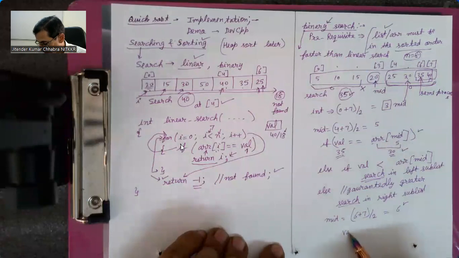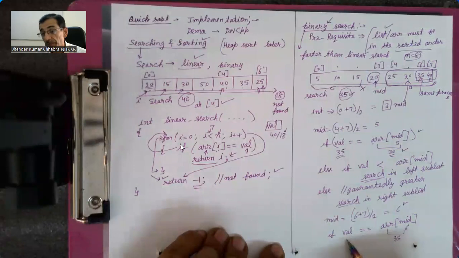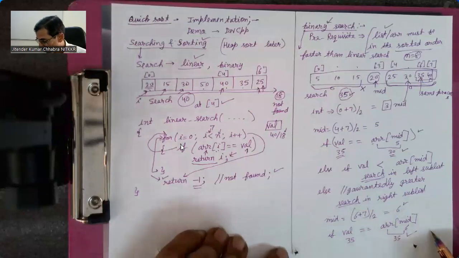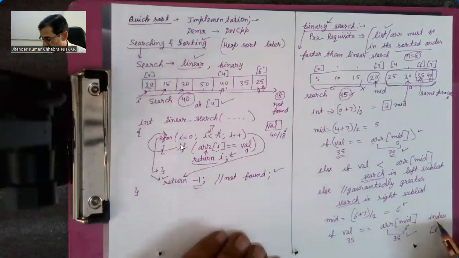So I'll have: if val equal to arr[mid], and mid is now 6. So arr[6] is 35. Val being searched is also 35. They match. I will say element found. Found means I should return index 6. Index must be returned back. So that is what I wanted to show.